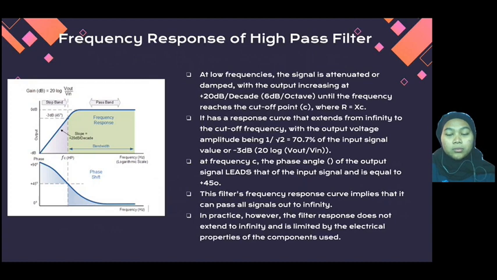So this is the frequency response of the high-pass filter. At low frequencies, the signal is attenuated or damped, with the output increasing at 20 dB per decade or 6 dB per octave until the frequency reaches the cutoff point where R equals Xc.